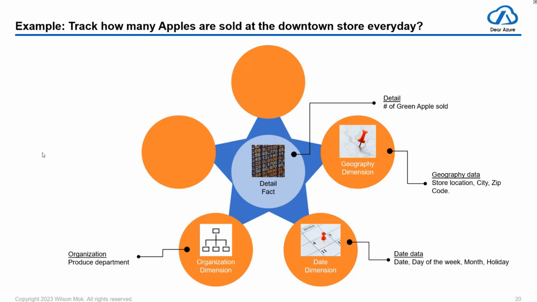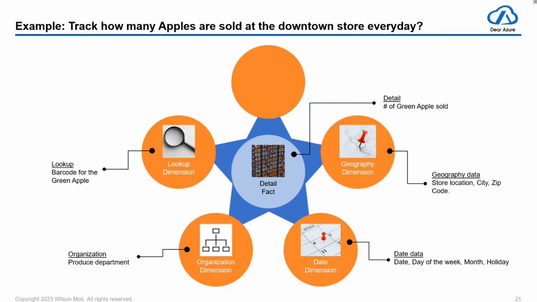The next dimension we have is the organizations. So, in this case, we're looking for green apples, but the organization might want to see how much money each department is generating, like produce versus frozen food, for example, right? So you need to establish a structure so that you can relate your data and assign it back to what department this data belongs to.